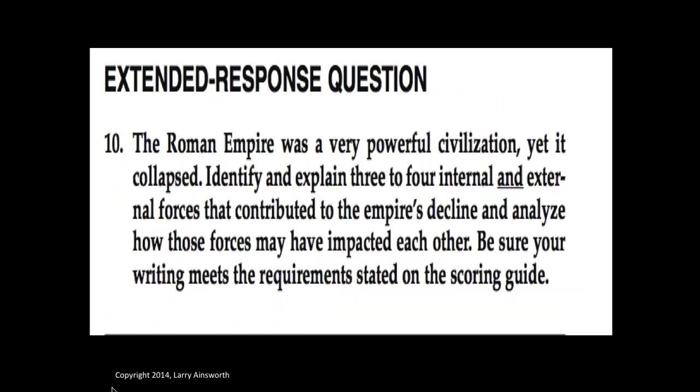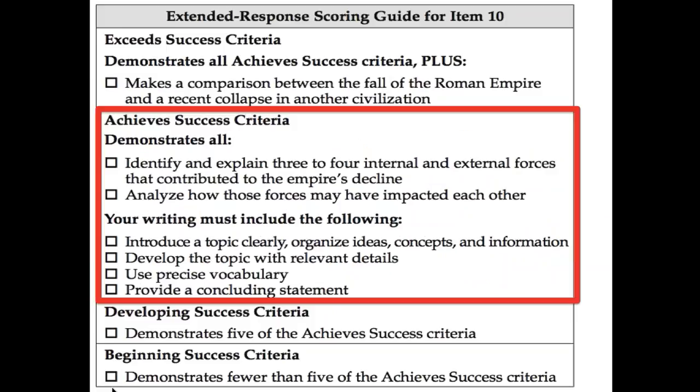So we can see here between this, identify 3 to 4 forces, analyze how they impacted each other, make sure your writing meets requirements stated on the scoring guide. Boom. Demonstrates, all those points are there. Exceeds, hits all of that, plus you make a comparison between the Roman Empire and a recent collapse of another civilization. Many civilizations have collapsed.